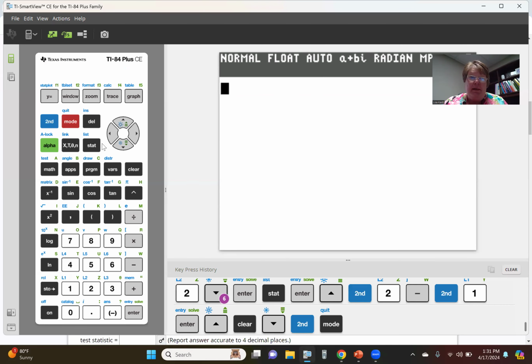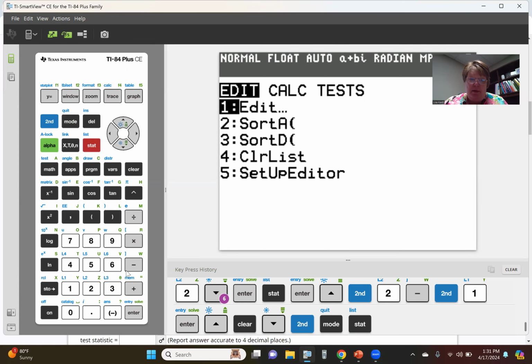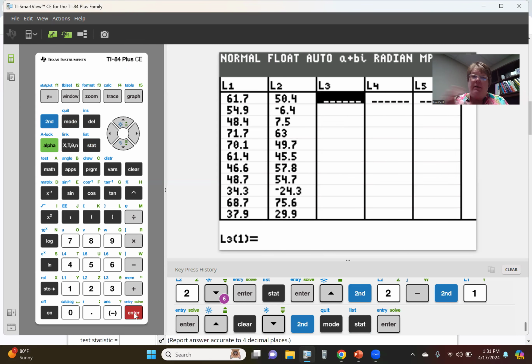And I'm going to go to my STAT, EDIT to get to my lists. You can see that in L1, I have my pre-test data, and in L2, I have my post-test data. Now, there's one of two ways you can do this. You can go in and calculate the difference, post minus pre, for each paired set of data.